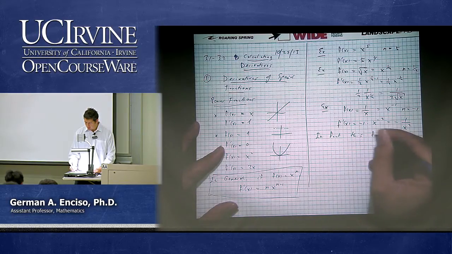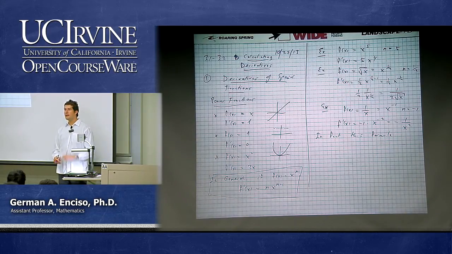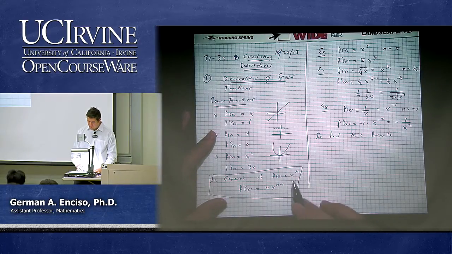So this formula, who says all integers? Does it work for all integers, including 0? Does it actually work for 0? What do you think? It cannot work for rational. Let's see. If n is equal to 0, then this is x to the 0, which is 1, right?